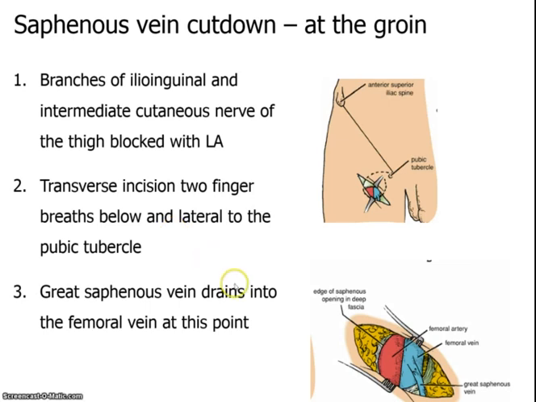The saphenous vein can also be accessed at the groin, where it opens into the femoral vein, and to open it up, you have to give local anesthesia here. There you are actually blocking the branches of the ilioinguinal nerve and the intermediate cutaneous nerve of the thigh. Then a transverse incision is put by you 2 finger breadths below and lateral to the pubic tubercle, where the great saphenous vein drains into the femoral vein. You put your cannula.